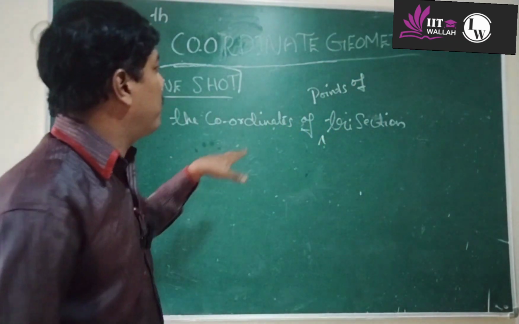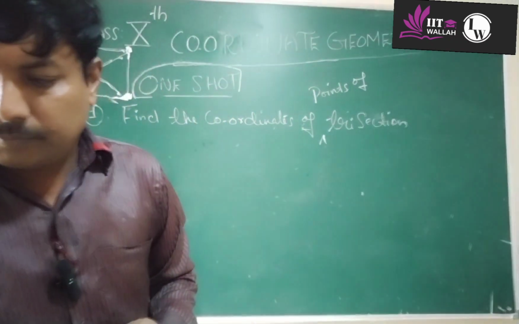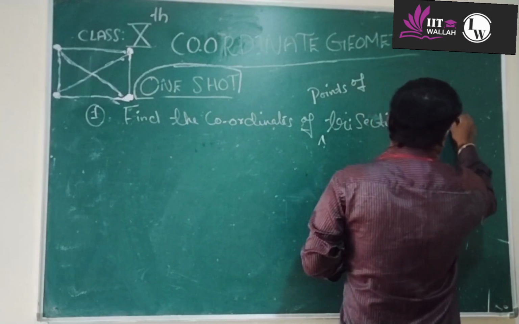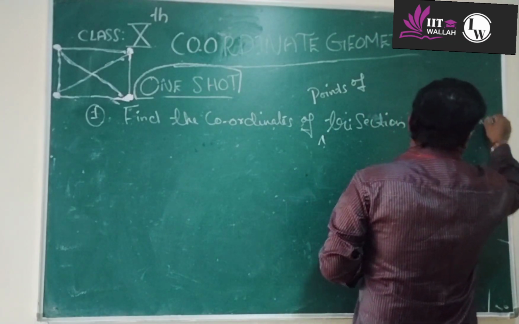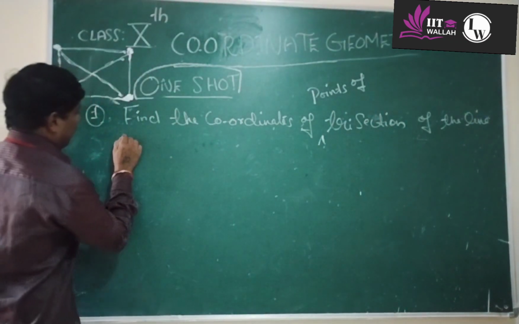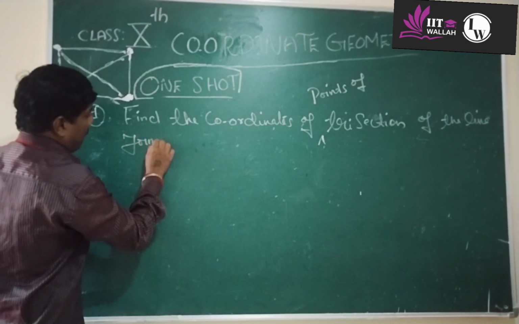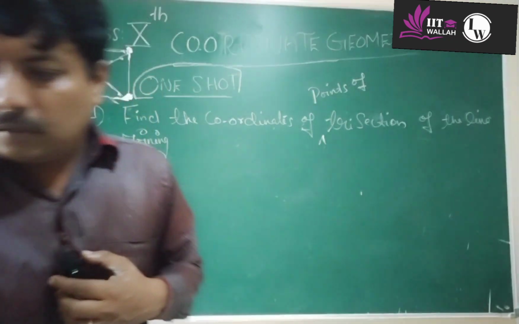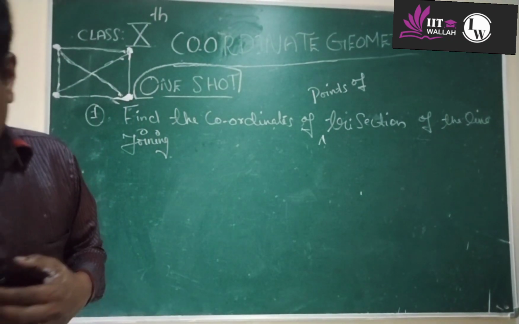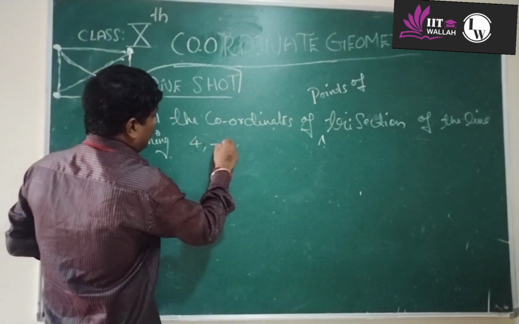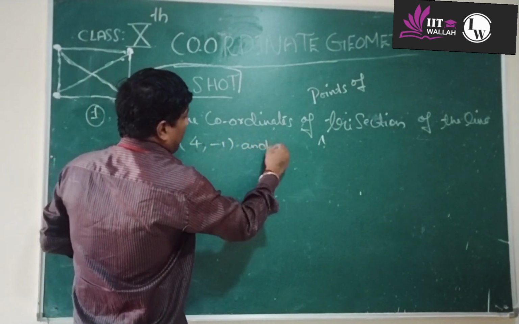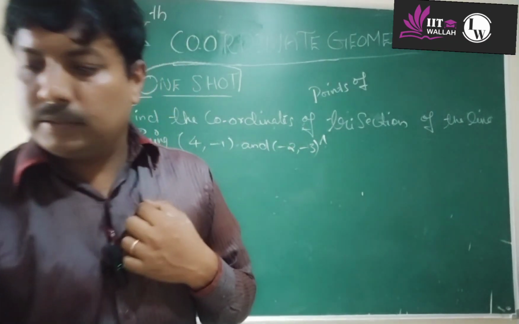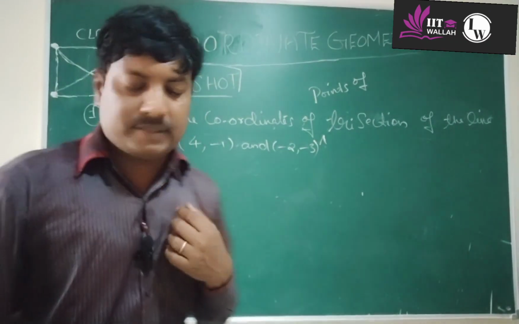Find the coordinates of the points of trisection of the line segment joining (4, -1) and (-2, -3).